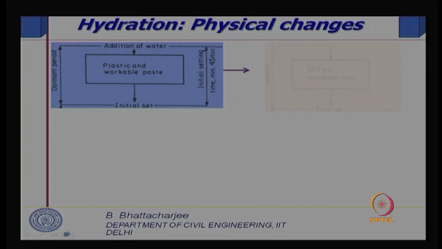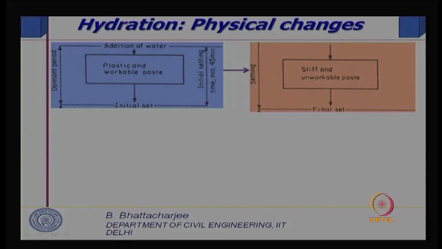Followed from this is the stiff and unworkable paste. That means it has now become fully solid, and that corresponds to the final set. As I was saying, now it has a definite shape and a volume, and therefore that is the final set.